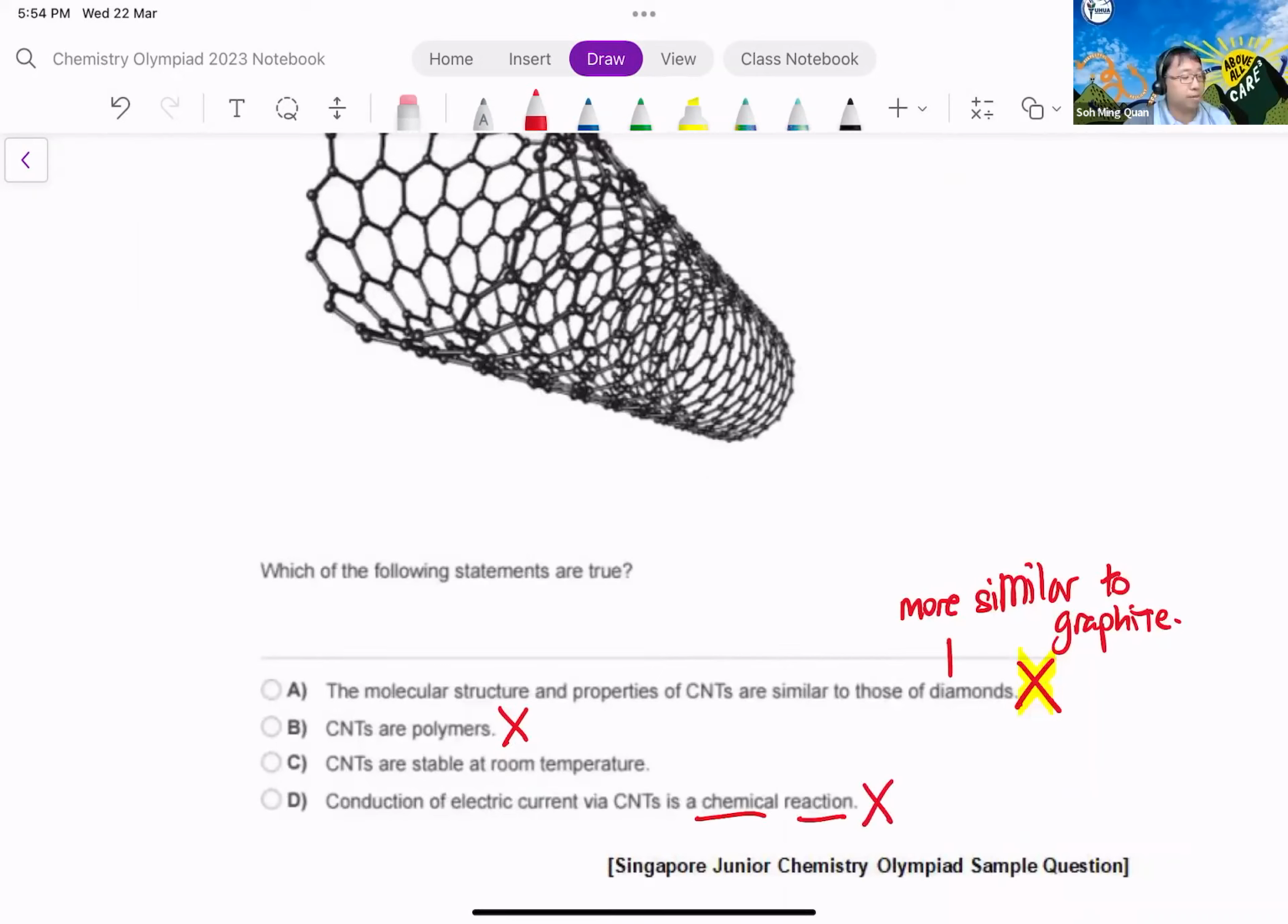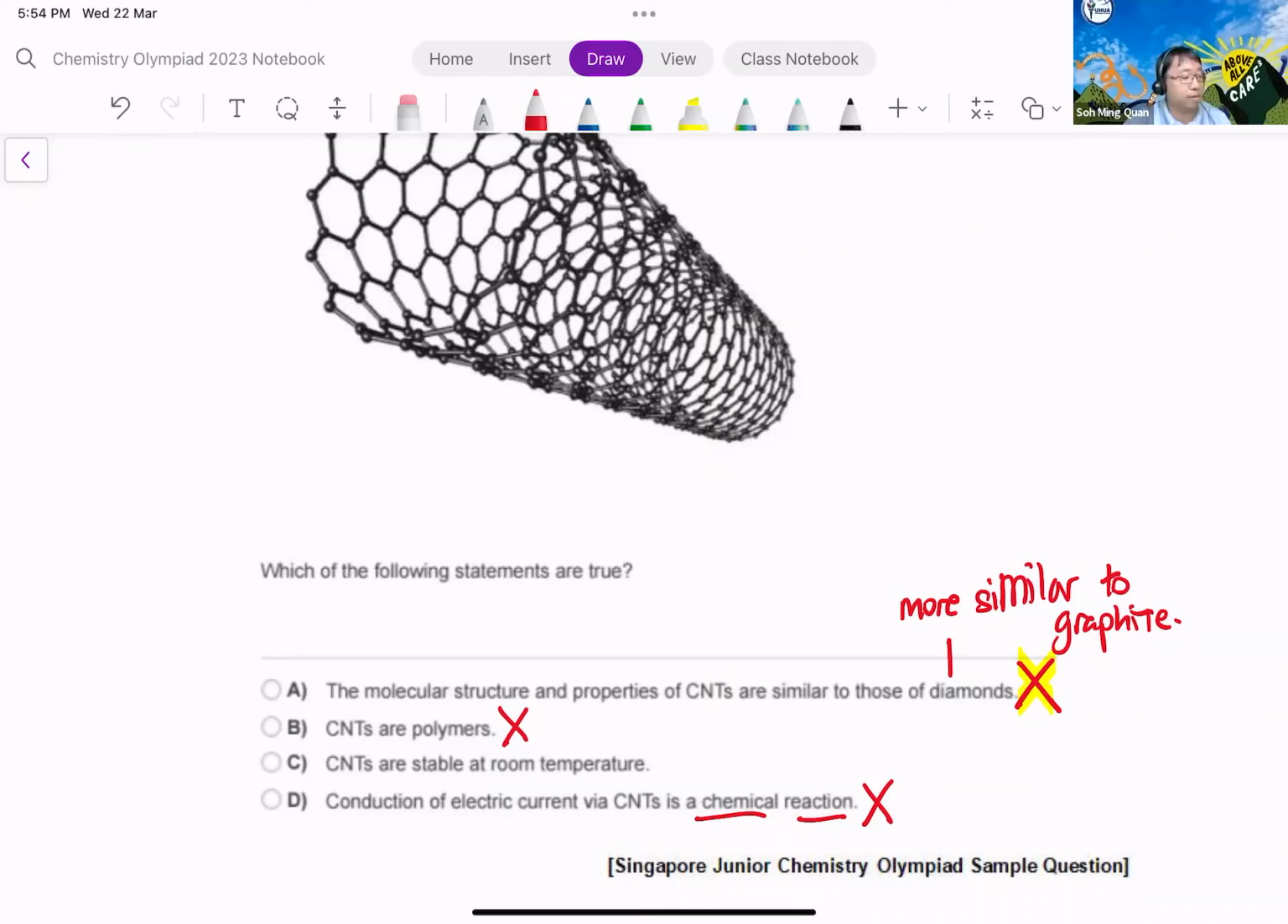No, right? It's just like graphite. In graphite, you don't change the graphite chemically when you conduct electricity. It is just the delocalized electrons moving along the layers. There is no chemical change. Your pencil lead, when it conducts electricity, it doesn't change. It still remains like graphite.